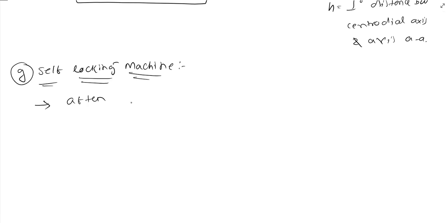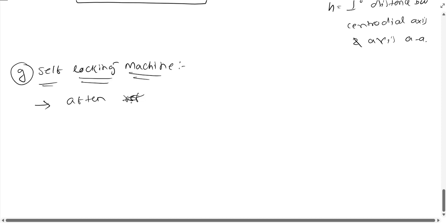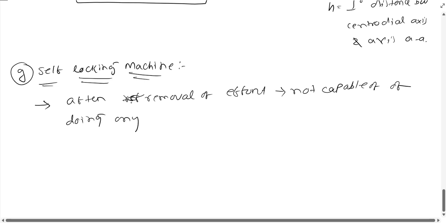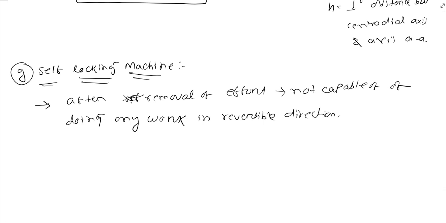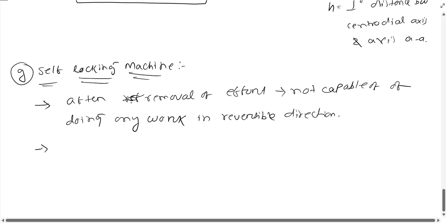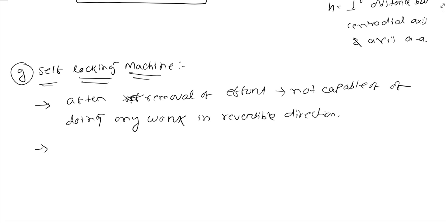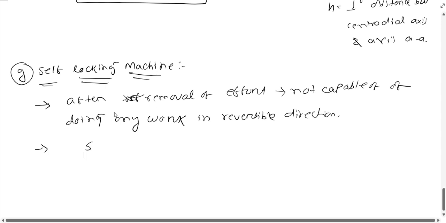A self-locking machine is the type of machine where, after removal of effort, the machine is not capable of doing any work in the reversible direction. So if we remove the effort, then the machine will not work in the reversible direction, and that type of machine we call a self-locking machine. An example of a self-locking machine is the screw jack.